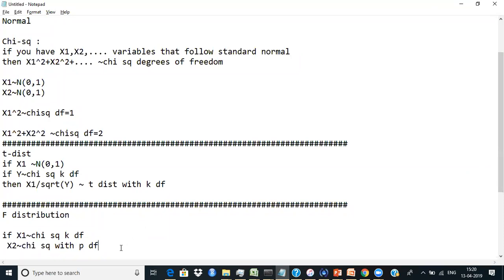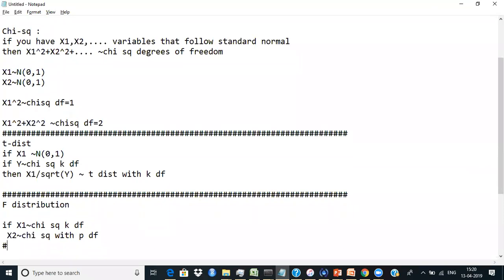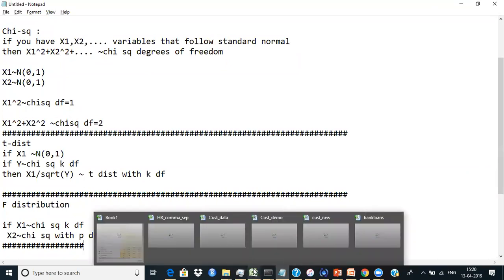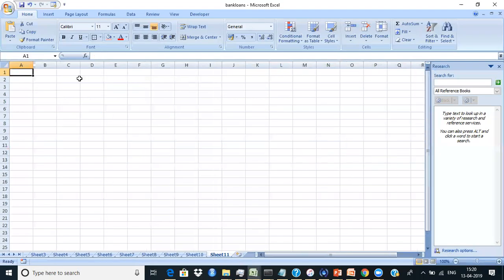Okay, it defines, right? Say for example, let's say I have a variable age, and I have a variable height, I have a variable weight, right? Let's assume all of them follow N(0,1). If they do not follow, you know how to make them follow, right? Let's assume that. Okay. You understand, right? All of them follow N(0,1).